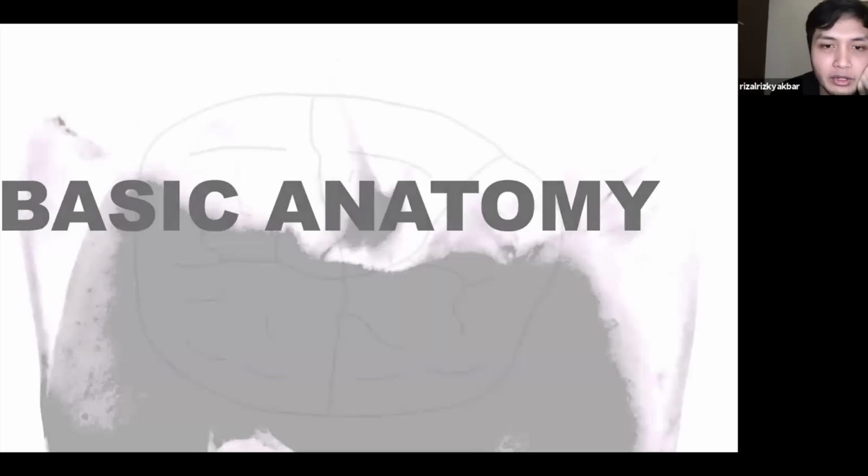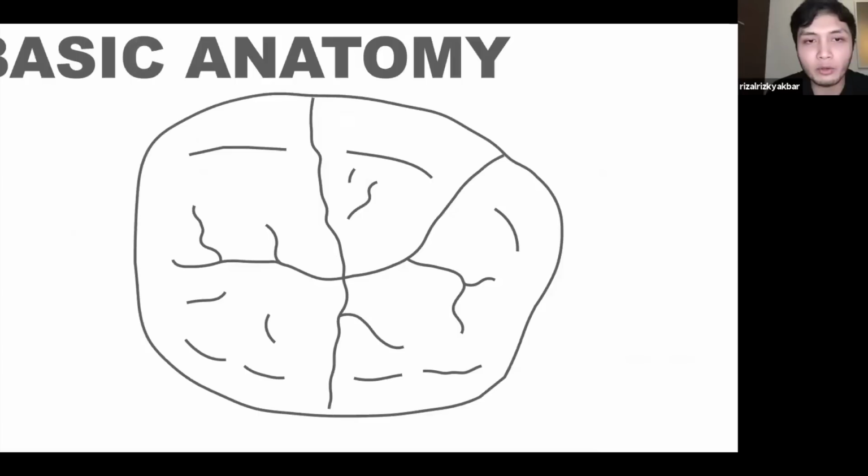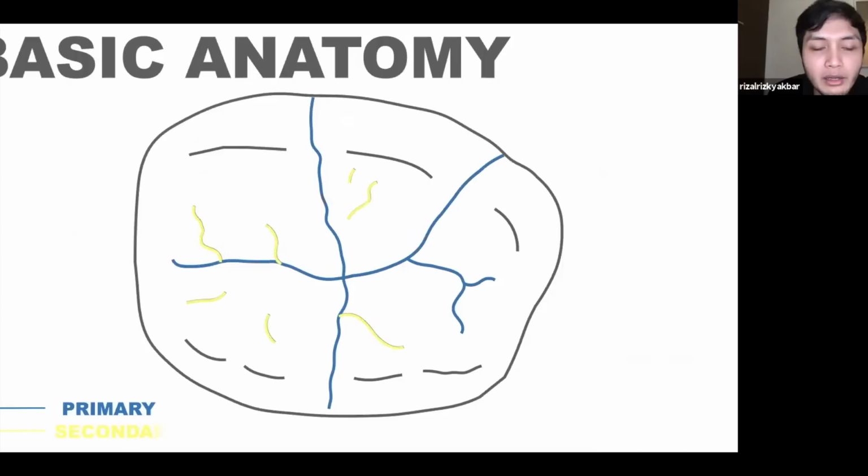Now let's talk about the basic anatomy first. The first thing to learn is the basic anatomy. You know, there's two anatomies in a molar, there's two anatomies in a posterior tooth. The first is primary, and the other one is secondary anatomy. Yeah, we have to learn all of this.